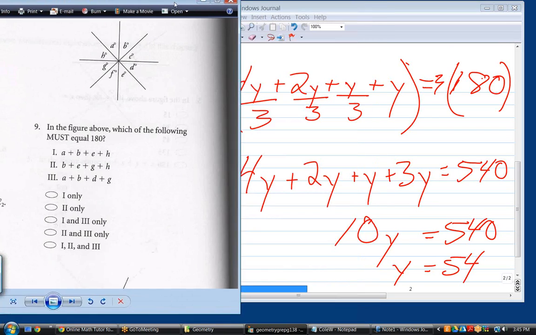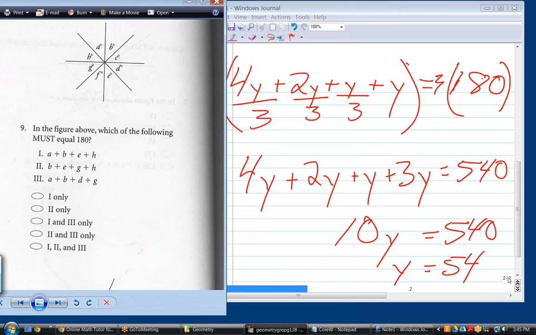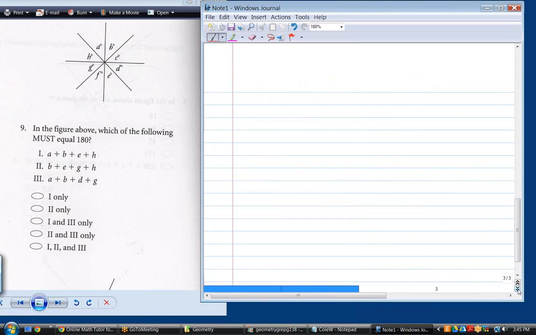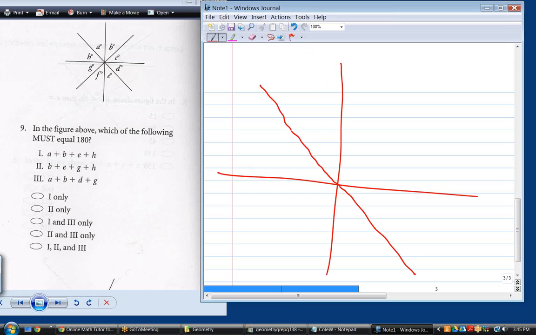Let's look at number 9. Now, I'm going to draw this one just because it's easier to see if I can talk about it. This is supposed to go through the origin. Okay, let me number these instead of lettering them, just because it's easier to talk about.